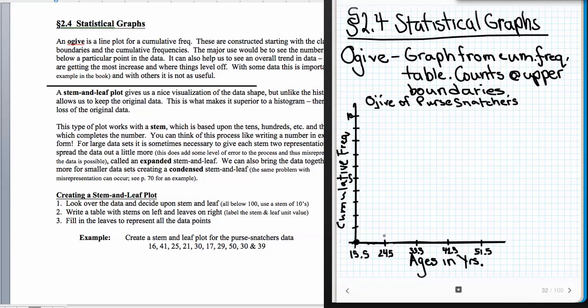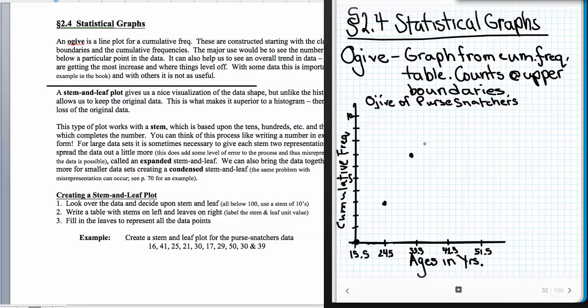And then at 24.5, we would have a count of 3. And so at 24.5, we have a 3. And then the next one added 4 to that, so then we would have 7 at our next upper class boundary, which is 33.5. And essentially what this is saying is that for less than 24.5, we have 3 individuals, and for less than 33.5, we have 7 individuals.